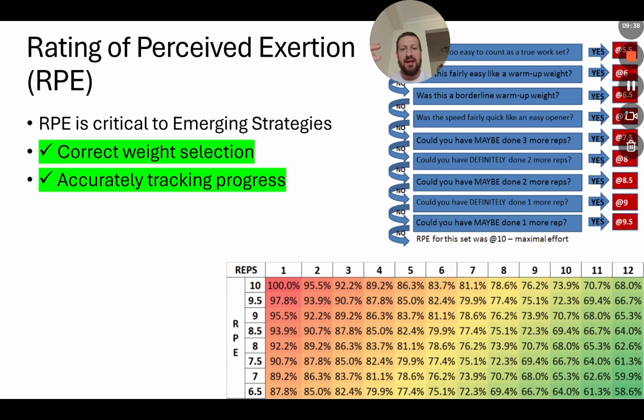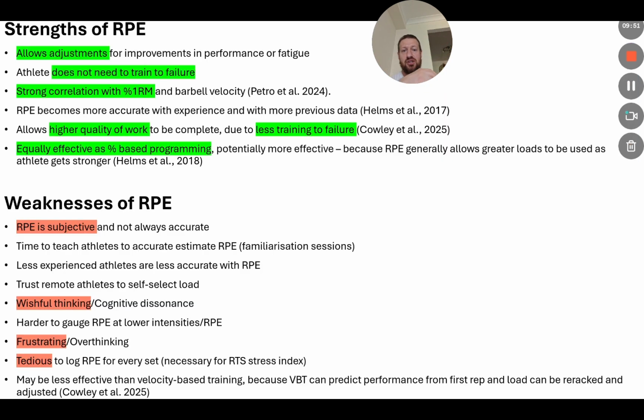Some factors I think have both advantages and disadvantages. Firstly will be RPE. RPE, rating of perceived exertion, is absolutely crucial to emerging strategies. If the athlete gets it right, they're going to choose the right weights and progress is going to be tracked accurately.